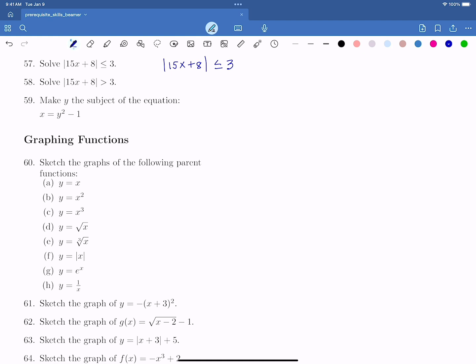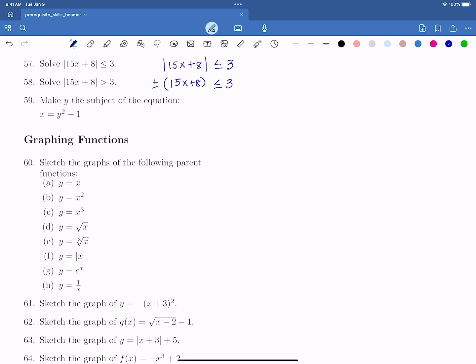What does the 15 do? What does that plus 8 do to the graph? And then try and figure out where it's less than or equal to 3. Another thing we can do is drop the absolute value. When we drop the absolute value, we do it by replacing the absolute value with plus or minus, like so.